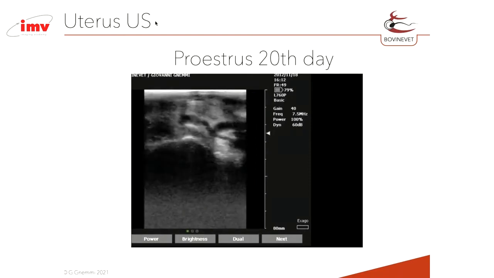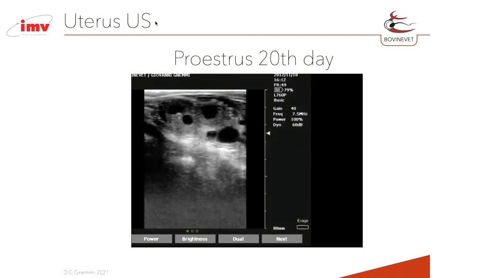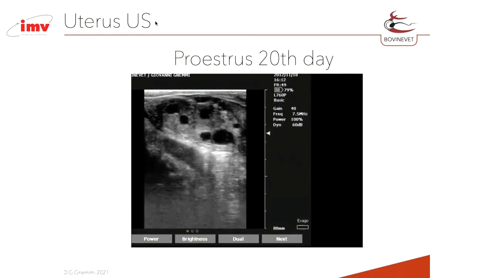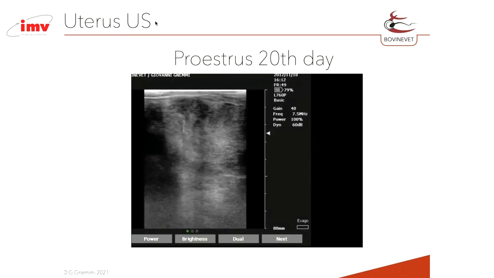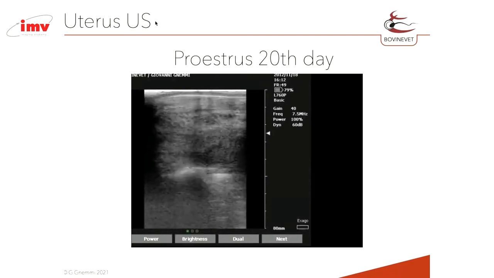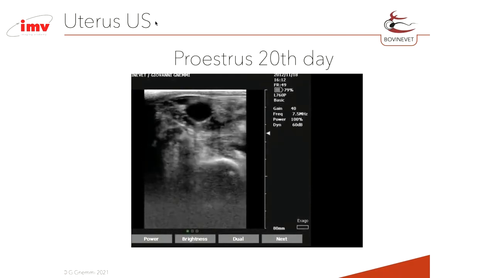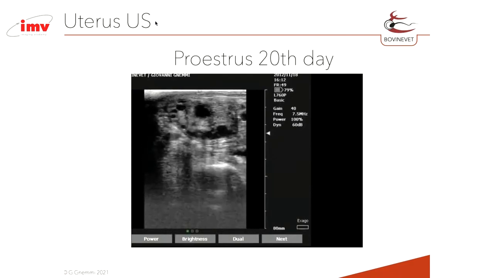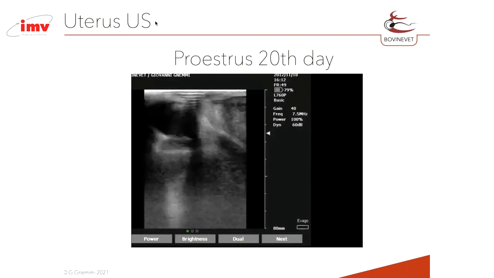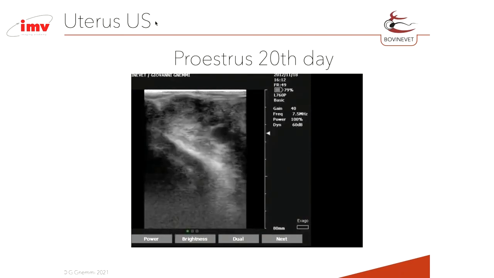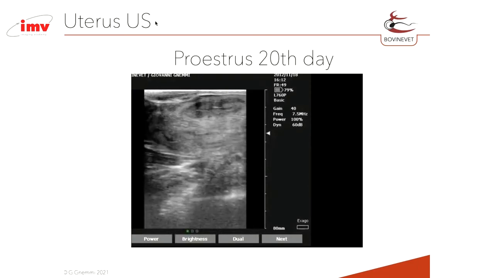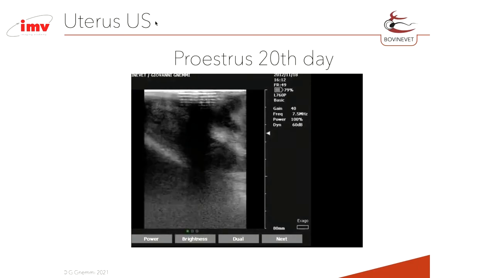Well, here is a proestrus at day 20. You see that in this case it is a codominant cow, so we have 2 cavitary CL, and one of them has more than 1 cavity. Well, you see that in this case the number of the dominant follicles is double, so we have 2 dominant follicles of the first follicular wave and 2 dominant follicles of the last follicular wave.